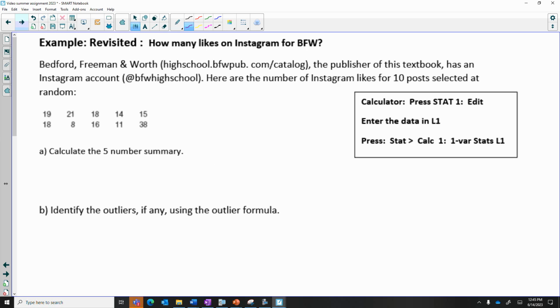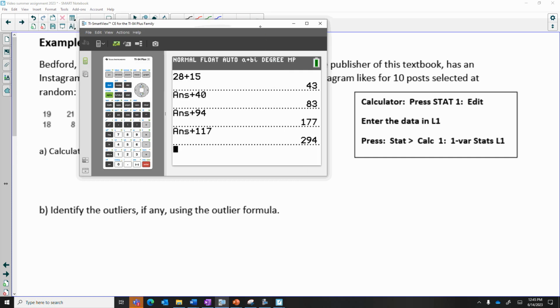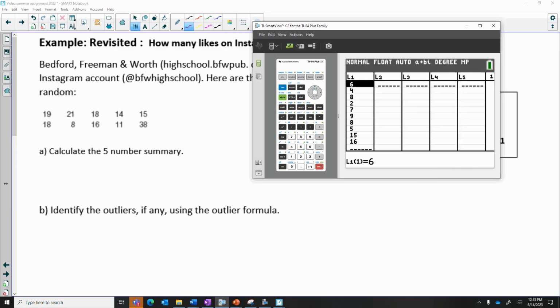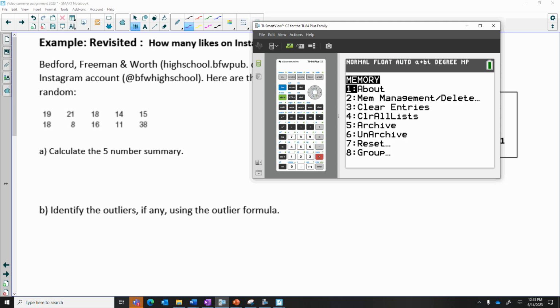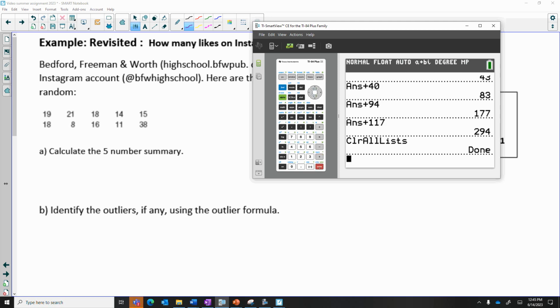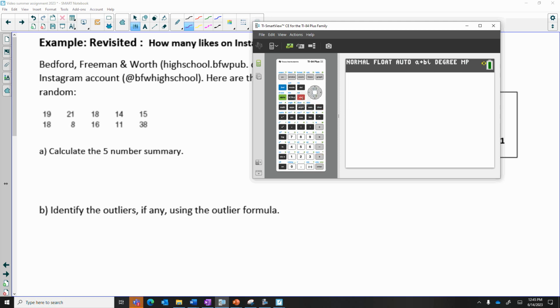So here is some data. We are going to first calculate the 5-number summary. I think this data is a little different than the last one, so we're going to hit stat edit to double check. It is different data. So first thing we're doing is clearing our list. Second plus sign, 4, enter, clear your list. Now press stat, edit, and enter your data.